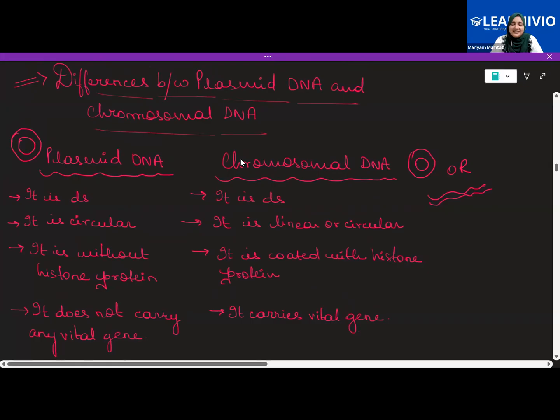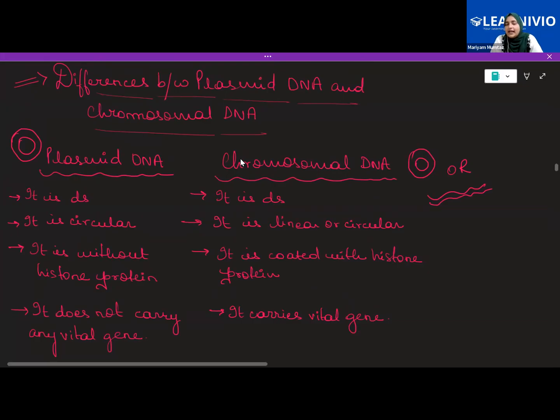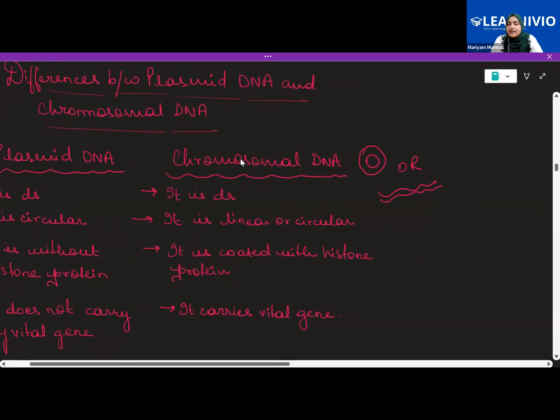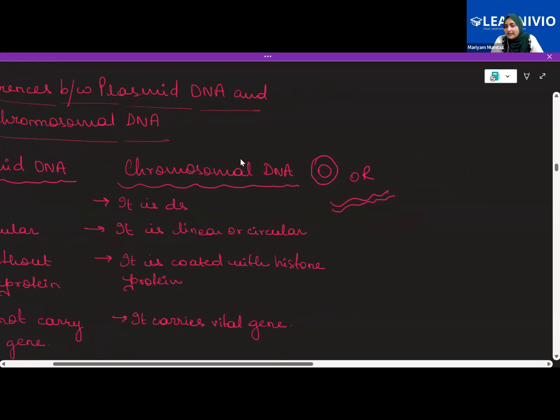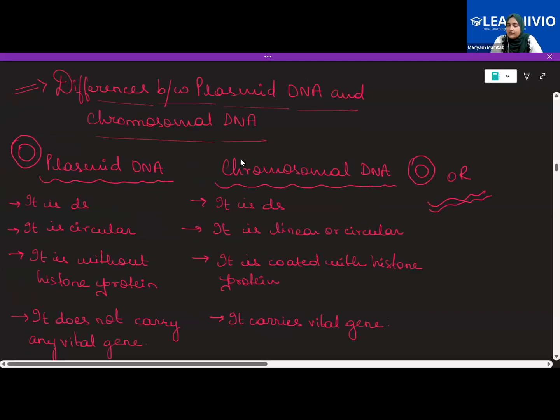Okay. We're talking about the differences between plasmid DNA and chromosomal DNA, meaning how are they different from each other, whether or not they are different. So chromosomal DNA can be present in a linear format as well as a circular format. But the plasmid is always circular. Both of them will be double-stranded.